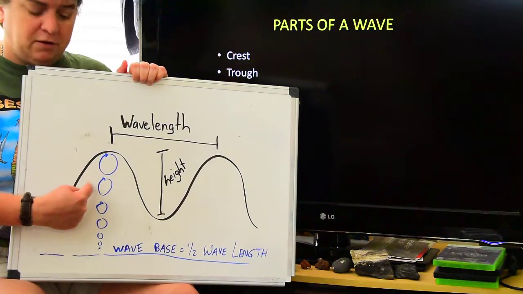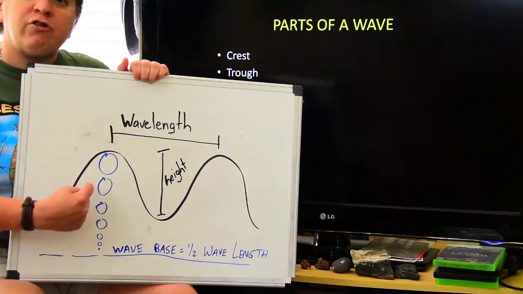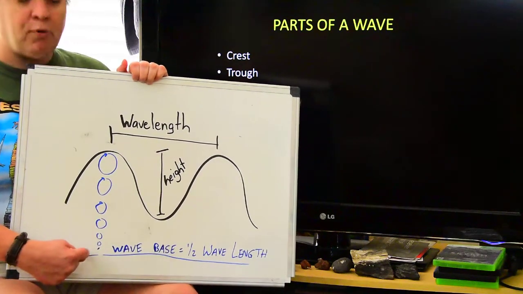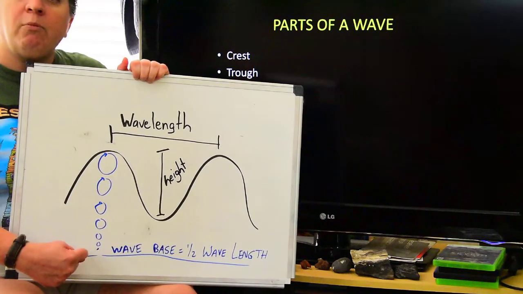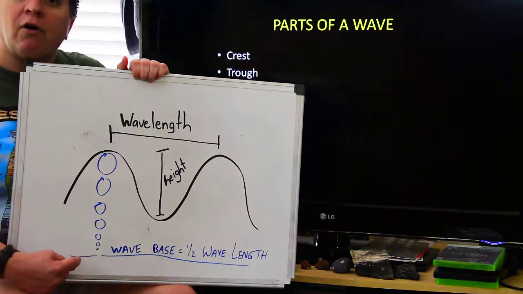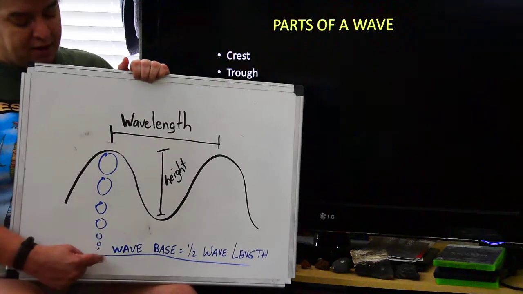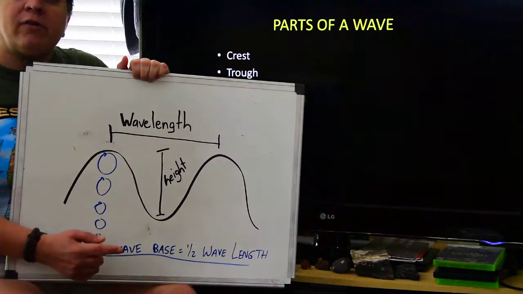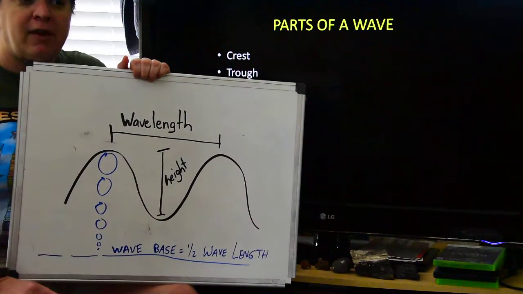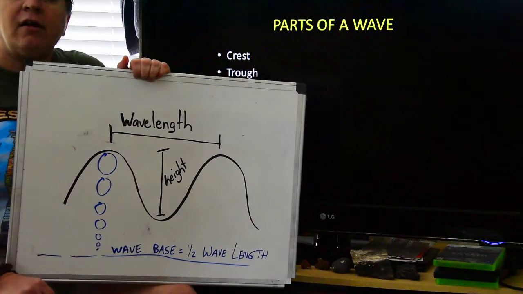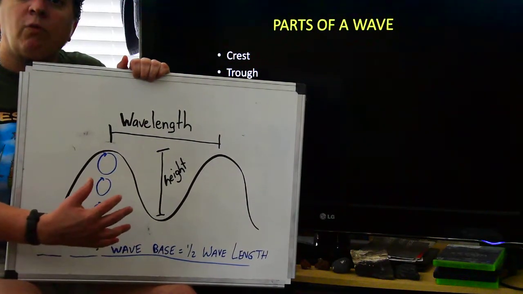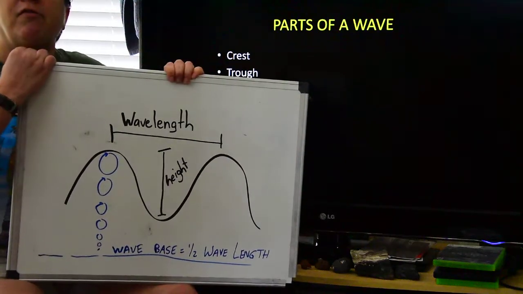Well, as you get deeper, that motion gets less and less until you reach a point where there's no more circular wave motion, and that is called wave base. And wave base is equal to half of wavelength. So if your wavelength is like 10 feet, well, your wave base is going to be 5 feet. So below that, there will be no movement of the water because of the waves.